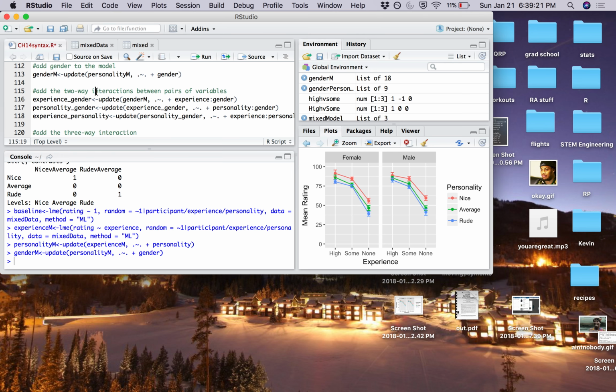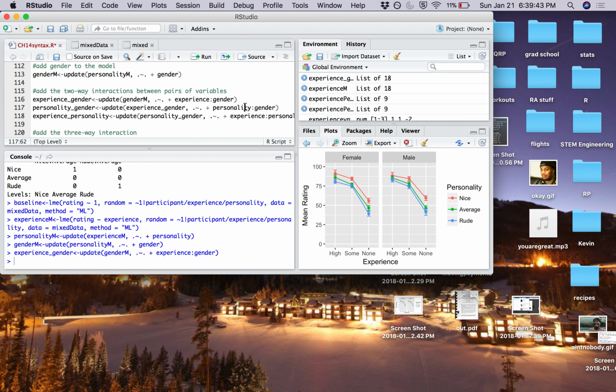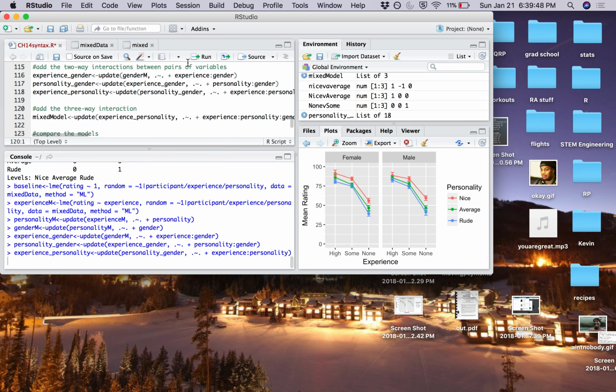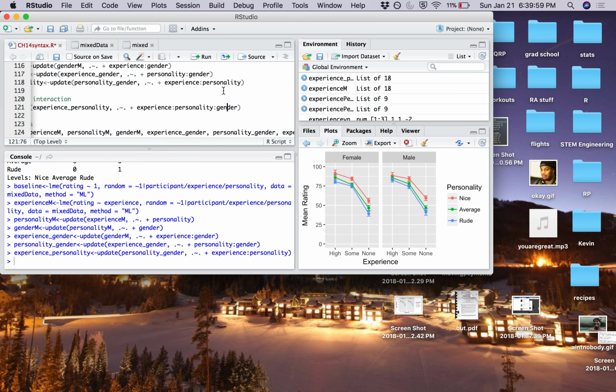And then next we're going to add the two-way interactions between the pairs of variables. So there are 3 interactions from the combinations of the main effects. So experience by personality, and then experience by gender, and then personality by gender. So we're doing the same method. So experience by gender, personality by gender. And then experience by personality. And then lastly, we will add the 3-way interaction. So experience by personality by gender.